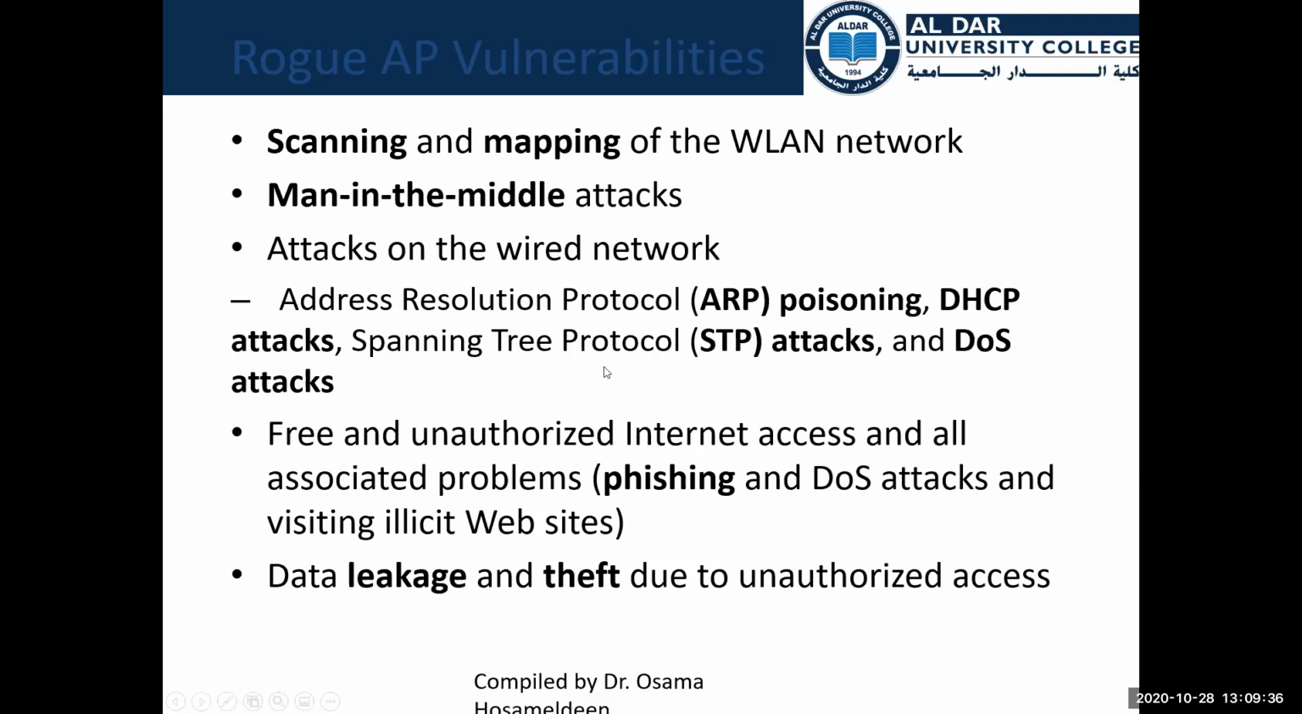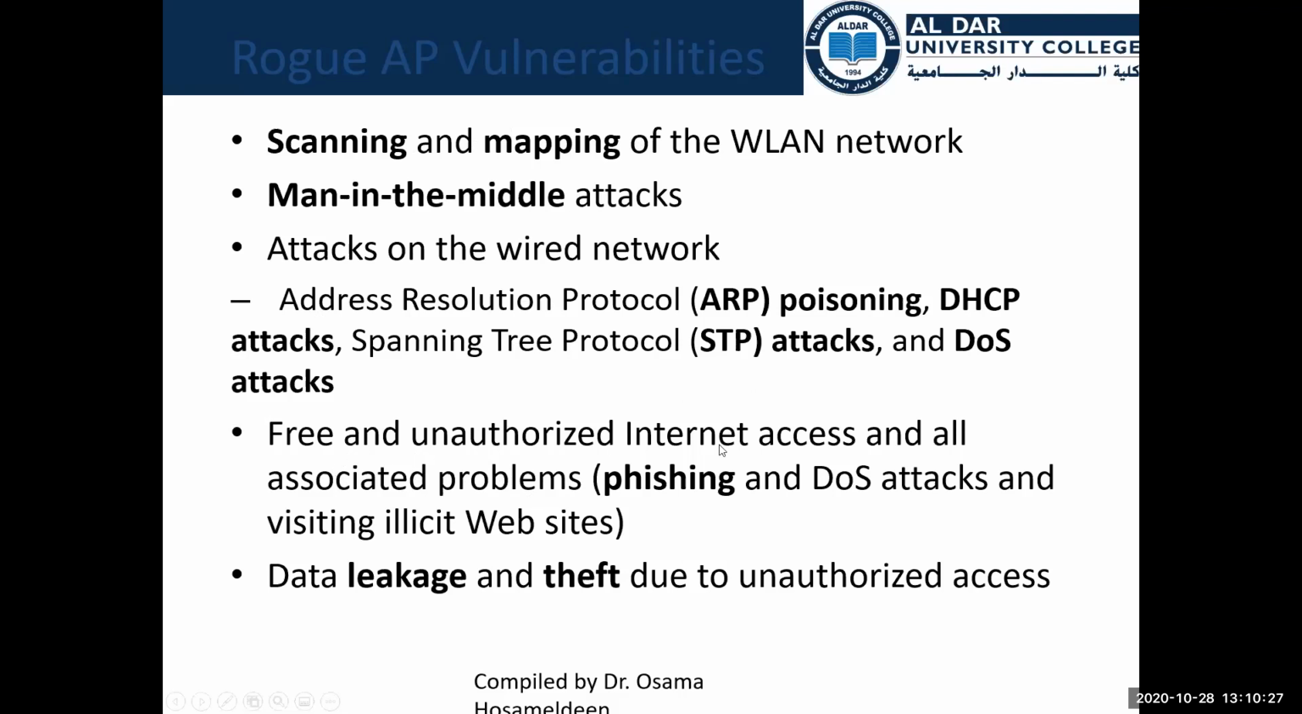DHCP attack is also some kind of attack on the DHCP server, and there is the spanning tree attack. Each one of these needs a lecture to explain: address resolution protocol, DHCP attack, spanning tree attack, and DOS attack. We talked about DOS attacks, so we know about them. Spanning tree is important to avoid loops in the network. For example, a packet can make a circle inside the network and stay there forever. The spanning tree protocol makes sure that there are no loops in the network. Okay.